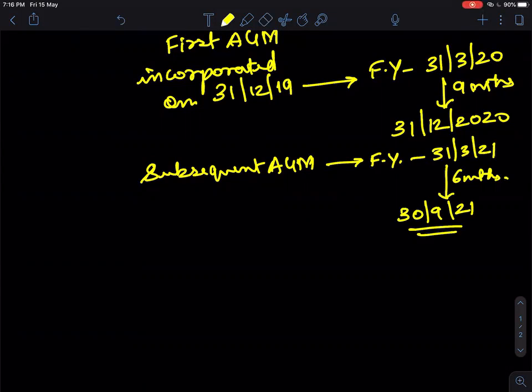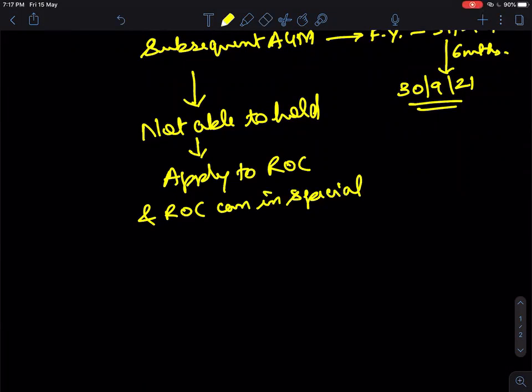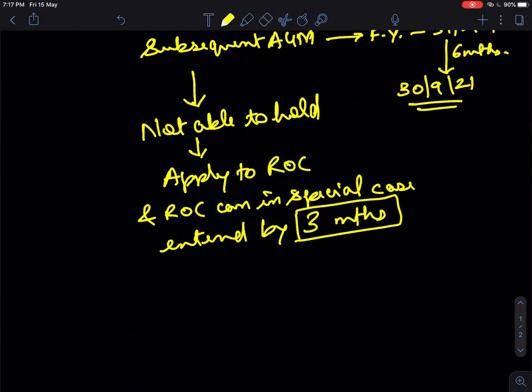In case the company is not able to hold the AGM due to genuine reasons like flood or COVID situation or something like that, then they can apply to the ROC. And the ROC can, for special reasons, extend this period by 3 months maximum. I hope all these provisions are clear to you.